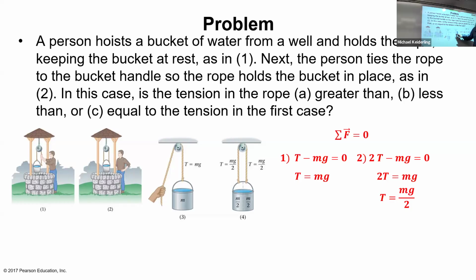So in this case, with 2 ropes, each rope only has to lift up half the bucket. So the tension is half that of 1 rope. So it is less. Therefore, the tension in case 2 is less than the tension in case 1.